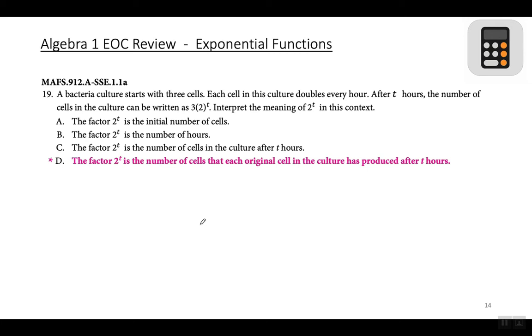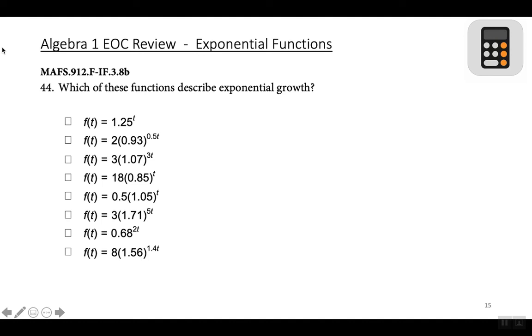All right, but look again how just understanding that A is the initial amount and B is the growth or the decay can help you answer these word problems. Which of these functions describes exponential growth? Okay, so again, exponential growth are the functions where b is a number greater than 1.